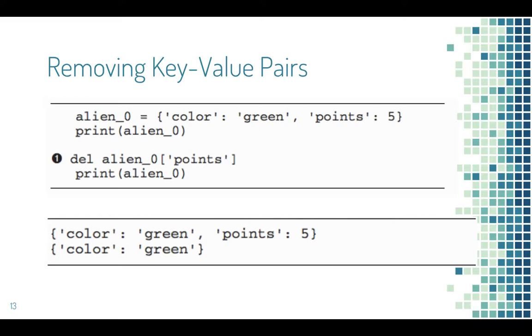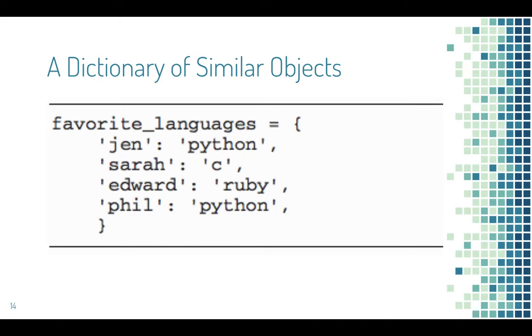Alien 0 equals color green points 5. Print alien. The line at 1 tells Python to delete the key points from the dictionary alien 0 and to remove the value associated with that key as well. The output shows that the key points and its value of 5 are deleted from the dictionary, but the rest of the dictionary is unaffected. Be aware that the key value pair is removed permanently.